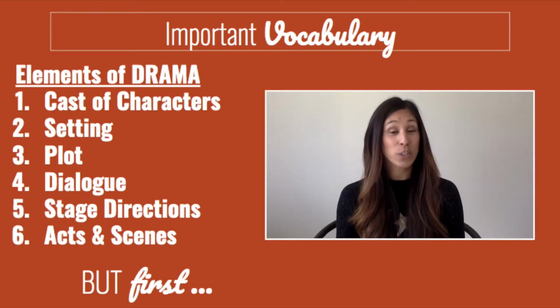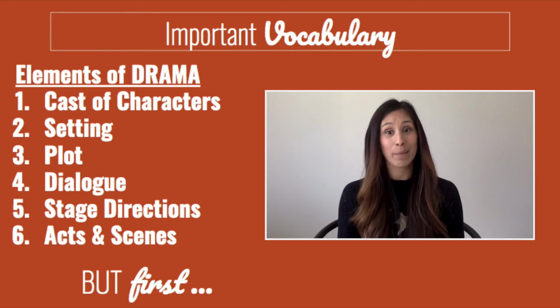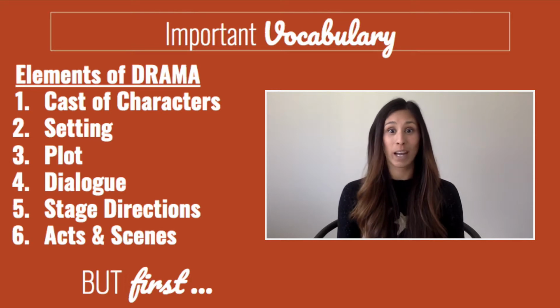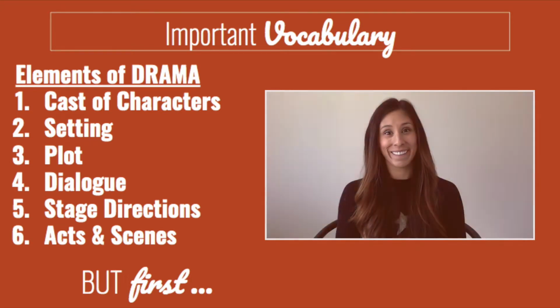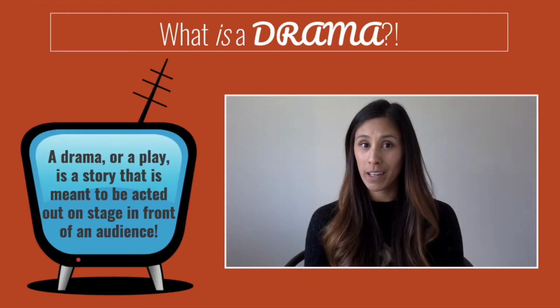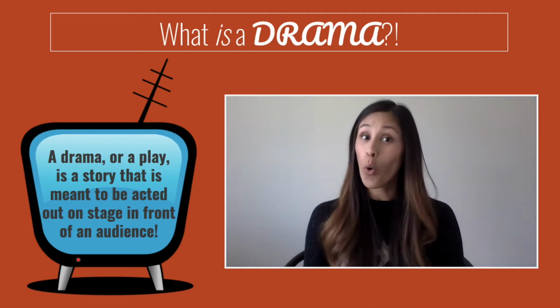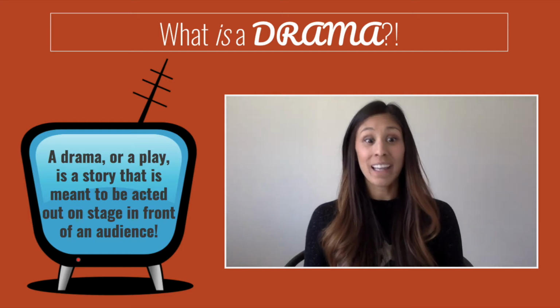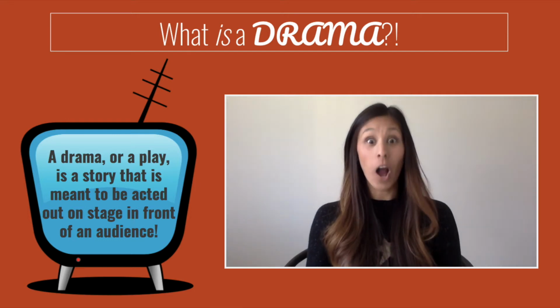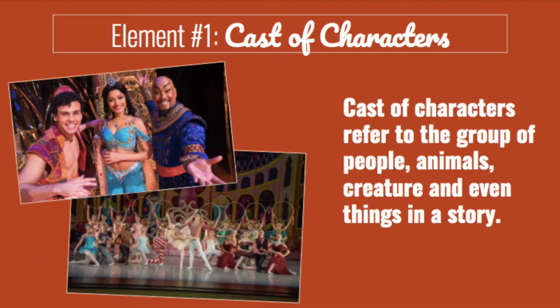In order to create a storyboard for your family history puppet shows, you first need to know what the elements of drama are. So let's spend a few minutes reviewing exactly what I mean when I say elements of drama. But first, you're probably wondering, Miss Garcia, what is a drama? Well, a drama, or a play, is a story that is meant to be acted out on stage in front of an audience. The first element of drama is your cast of characters.